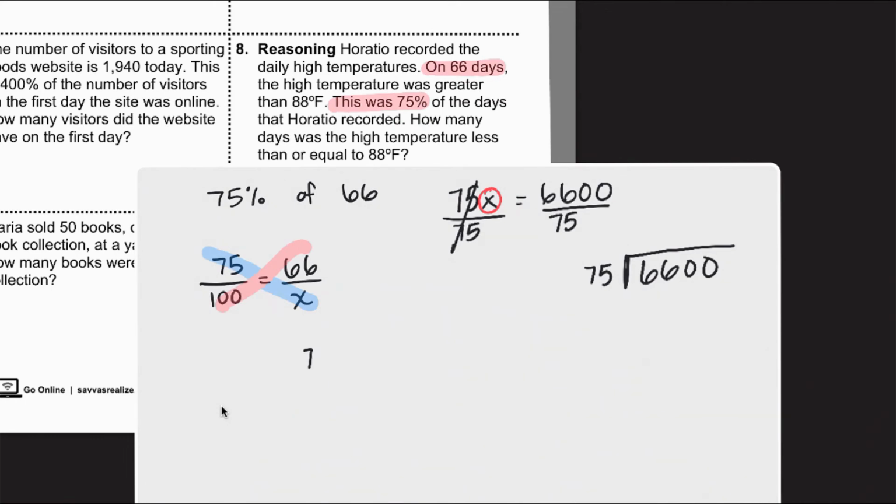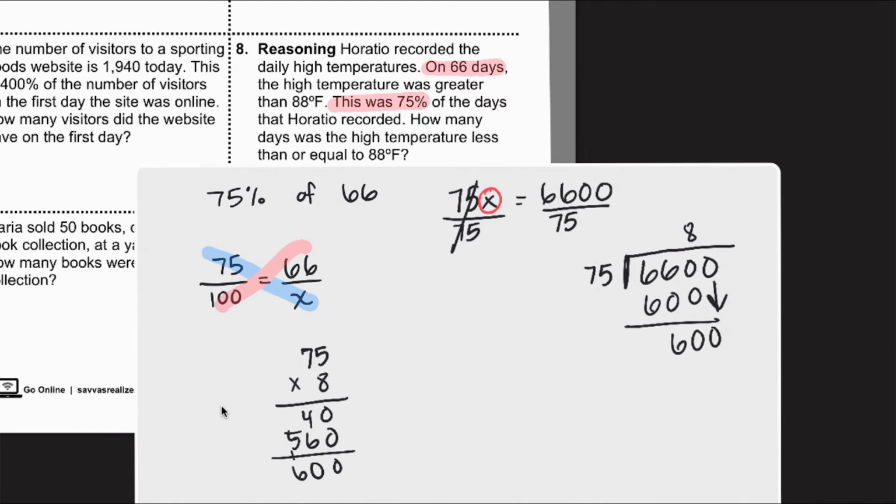75 times 8. My brain is going faster than my hand is. So we have 40 and then 42. No, sorry, 56. Then we have 10, 600. That's as close as we can get without going over. So we'll do 8, 600. Bring down your next place value. Oh, what do you know? Beautiful, that works lovely.